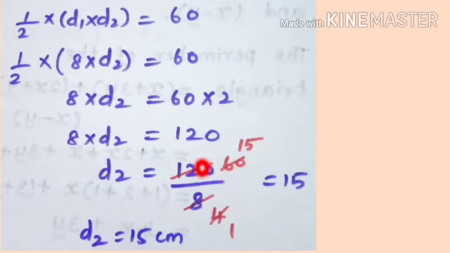Now cancelling 120 and 8 by using the 2 table. So here it is 60 times, 60 into 2 is 120. And in the denominator it is 4 times. Again we are cancelling 60 and 4 by using the 4th table. Here it is 15 times, and in the denominator it is 1 times. So thus we get the length of the other diagonal, which is D2, as 15 centimeter.